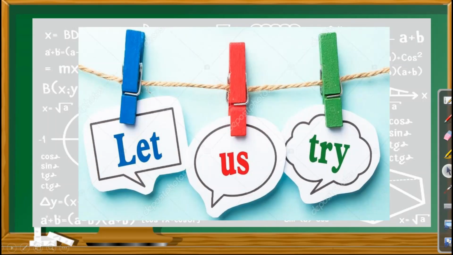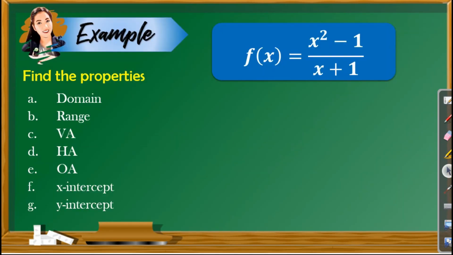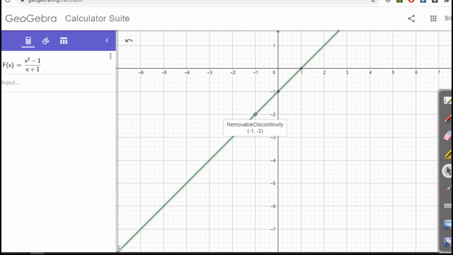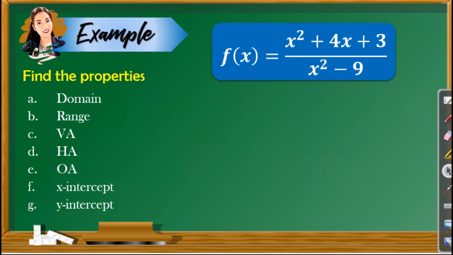After providing you different examples of rational functions and finding their properties, it is now time to check your understanding. You may pause the video to answer this problem. Let us now check your work. Here are the properties of this function. Like I've said, to make sure your answers are correct, you may sketch the graph of this function using graphing software like GeoGebra. Here, as you can see, we have a slanted line and a point that is excluded, which is negative 1, negative 2.